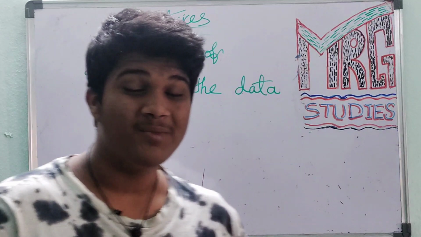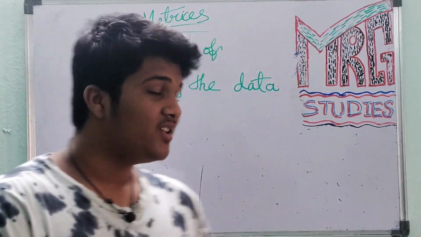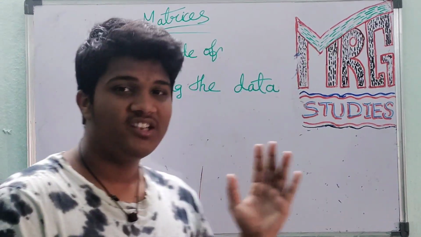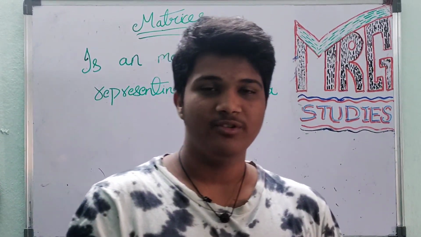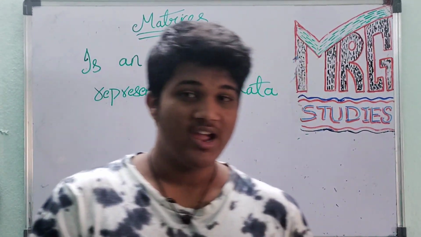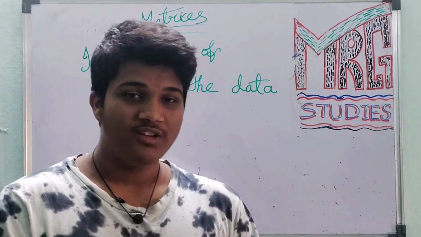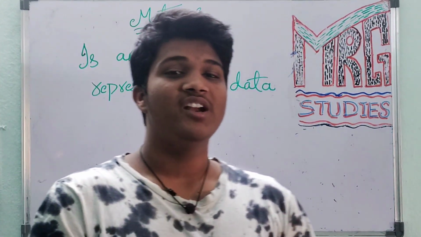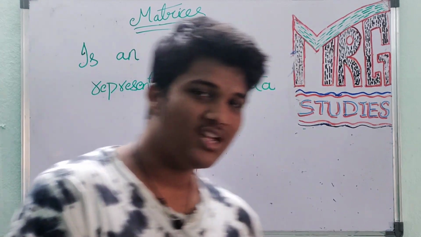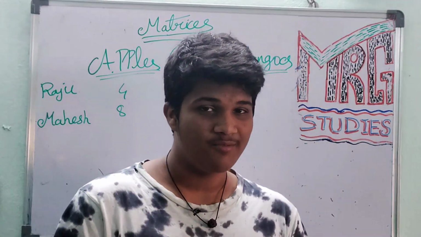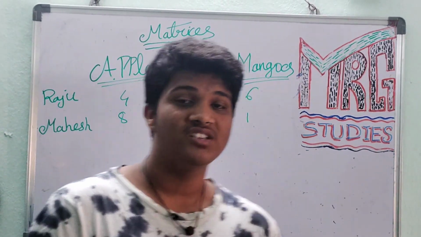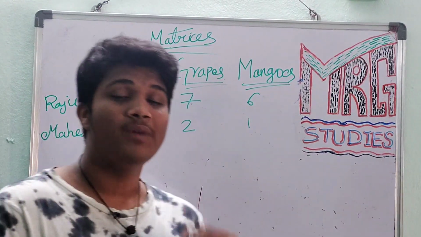Matrices. What is a matrix? It is a mode of representing data. If we have data like numbers, for example, Raju ate 3 apples and Tarun ate 5 apples, we should represent that data in some way, right? So this is a mode of representing the data. Now I will tell you an example of how to represent this data in matrices.